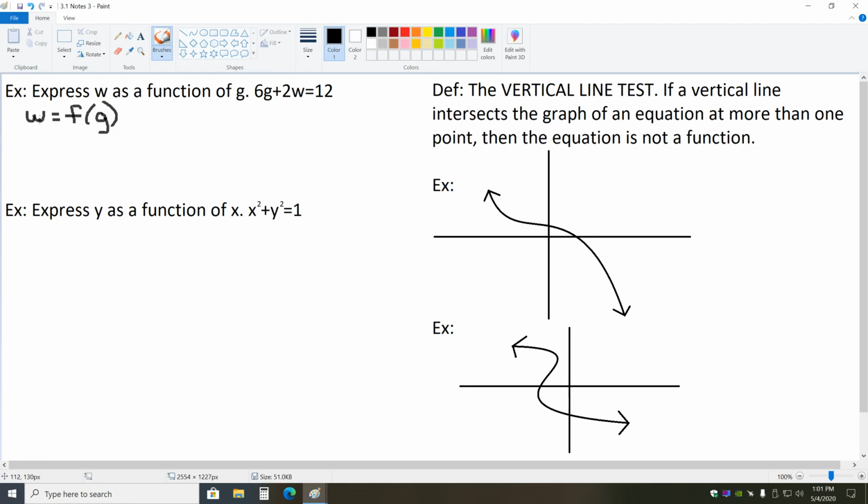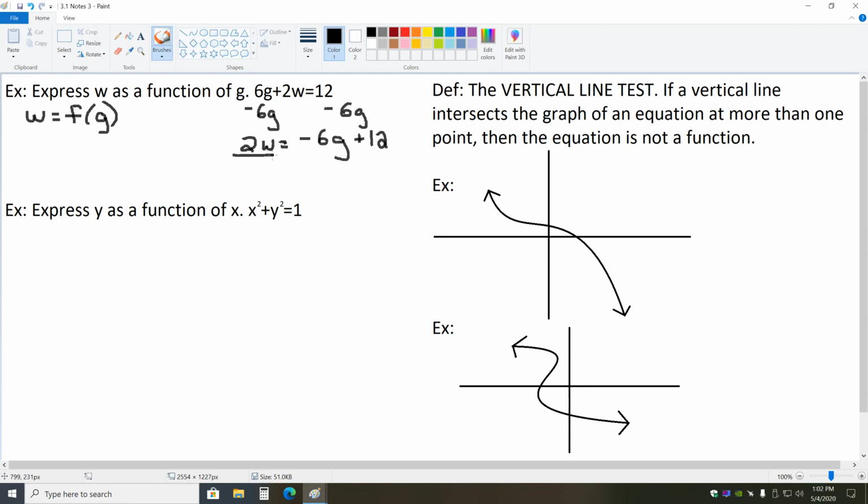So how do we do that? Well, we have to get w completely alone, just in terms of g and constants, that is. So the first thing we would have to do here is subtract this 6g from each side. Since we have 6g plus 2w equals 12, we'll subtract 6g from each side, which gives us 2w equals 12 minus 6g. We'll write it in order, variable first. So negative 6g plus 12.